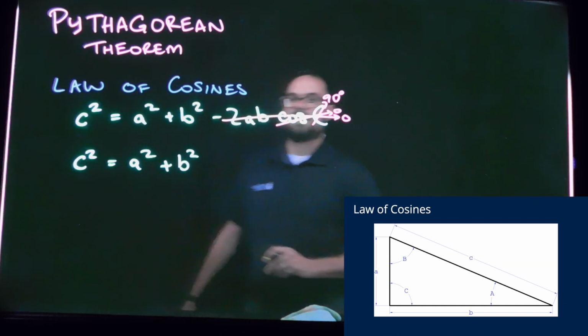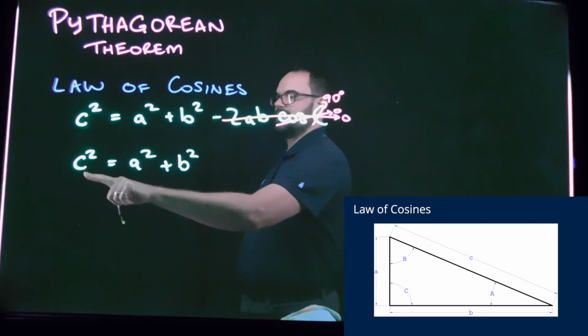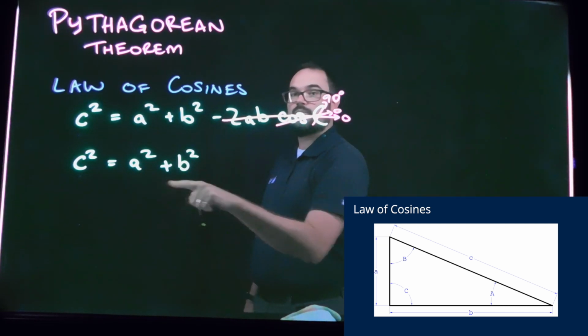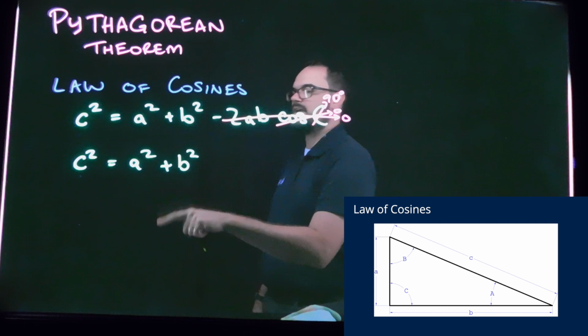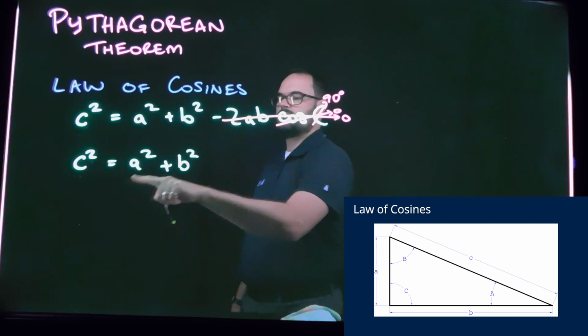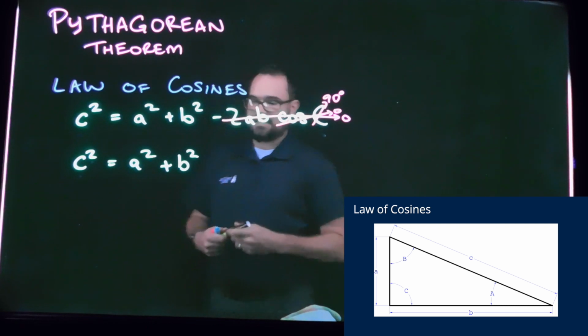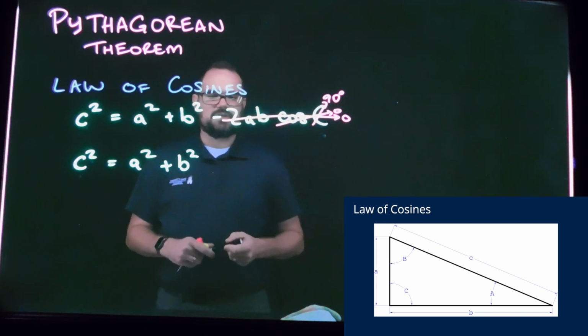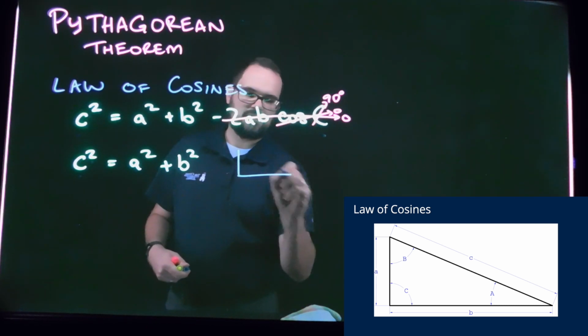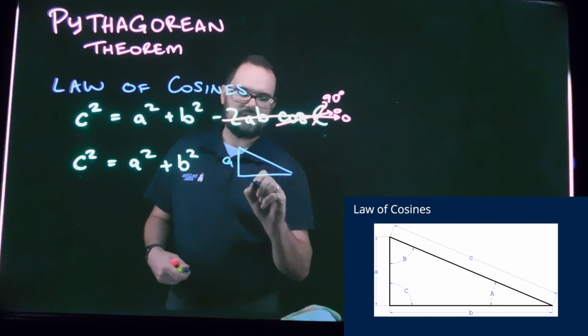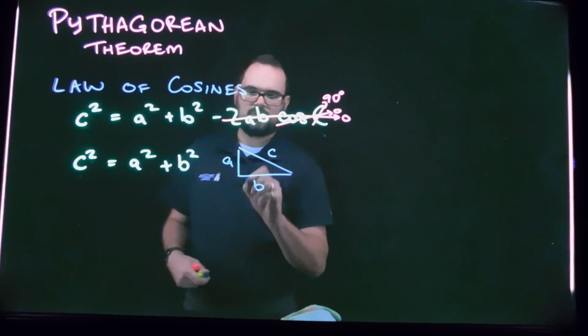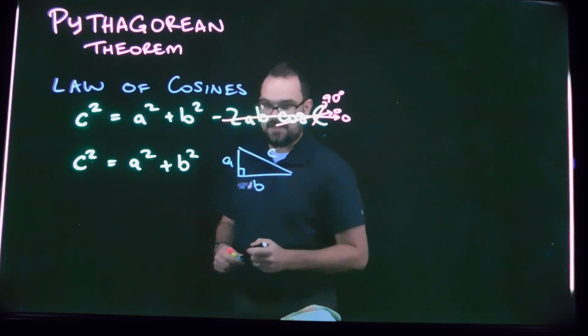Often when we talk about the Pythagorean theorem, we'll state it as the length C is equal to the square root of the sum of the squares of the other two sides. That's just moving this squared term over to the other side as a square root. But this, again, keeping in mind, only applies to right triangles, where this is 90 degrees.